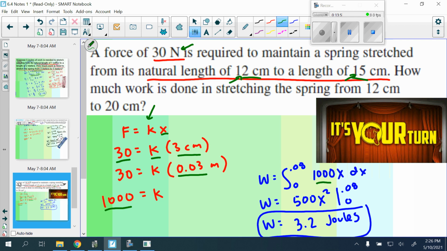So we're going to use that same spring constant over here for the next part, times our distance, and we're going to integrate. And it says how much work is done in stretching the spring from 12 to 20. Well, 12 is our natural length here. So that would be starting at 0, because 12 minus 12 is 0. To move to 20, 20 minus 12 is 8 centimeters. That needs to be our top limit then, and in meters that would be 0.08. So if you integrate that, you should get 3.2 joules. So hopefully you came up with the same amount.